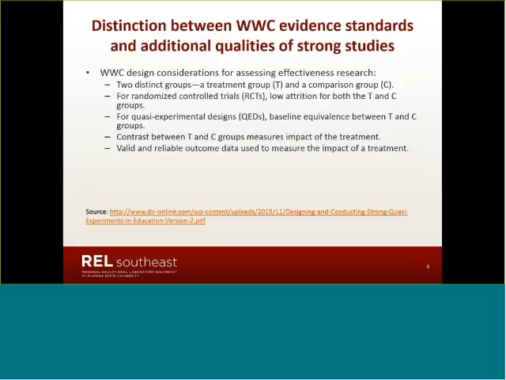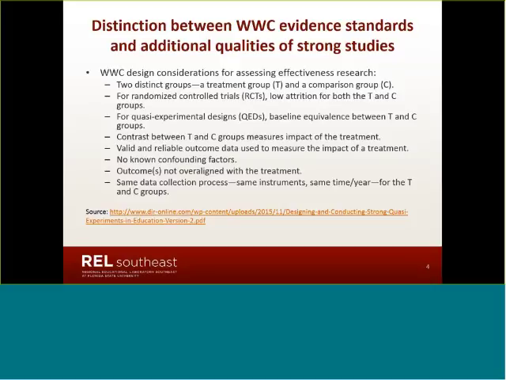It's important to make sure you have valid and reliable outcome data used to measure the impact of the treatment. You don't want to have any confounding factors in your study, or you don't want your outcomes overlapping with the treatment, and you want the same data collection process for both groups. So same instrument, same time of year for both groups.